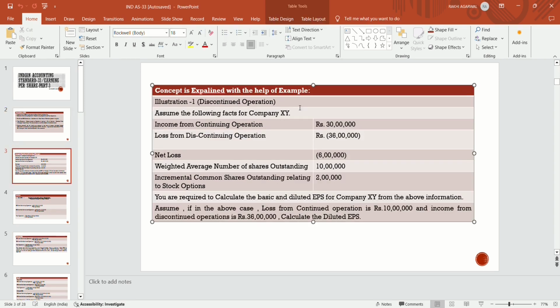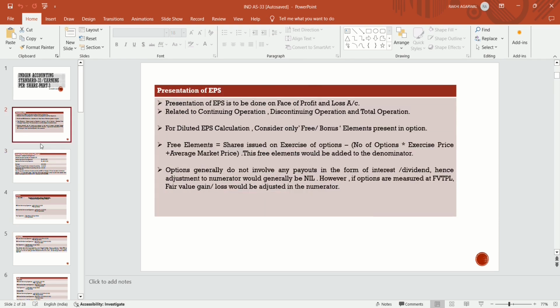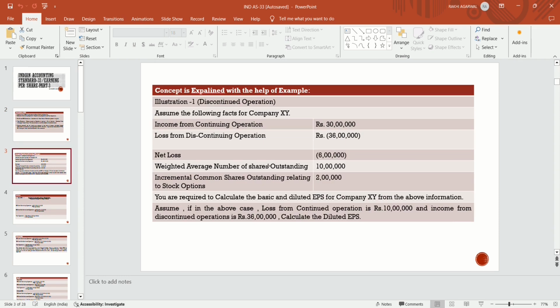We have to explain the concept related to discontinuing operation. Discontinuing operation is also presented in the PL. If there is a discontinuing operation involved along with the continuing operation, then this is the example in which income from continuing operation and discontinuing operation is given, and how to calculate the basic and diluted EPS in both. So assume the following facts from the company XY.